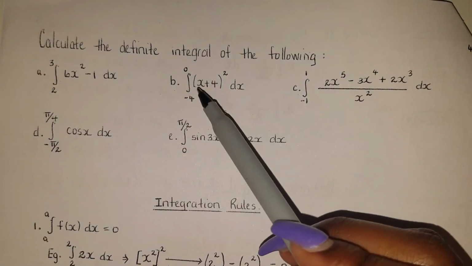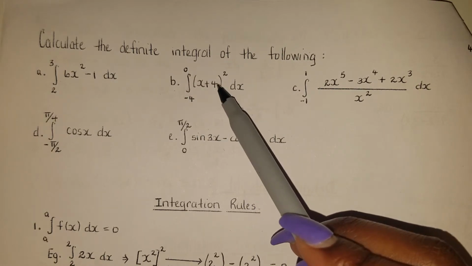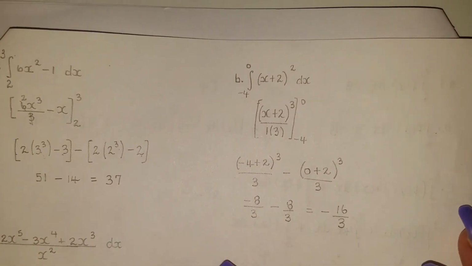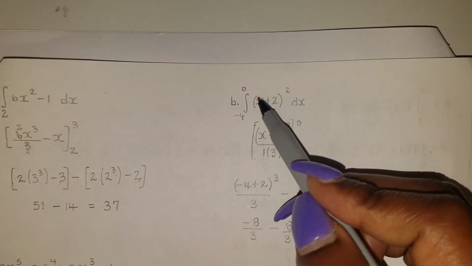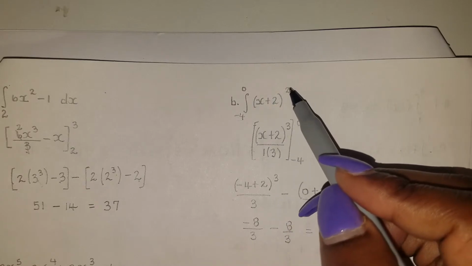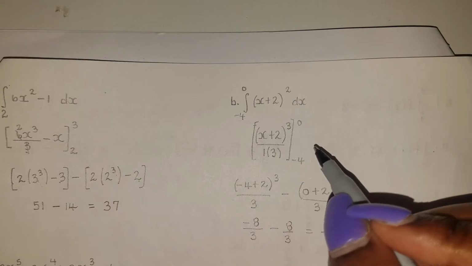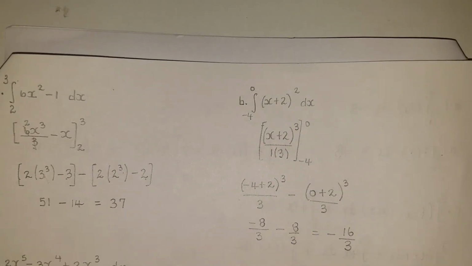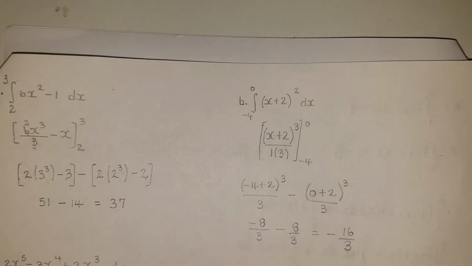Question B. The integral from negative 4 to 0 of x plus 4 all squared. Now, in this question, we have our function, our f of x function raised to power of 2. And in a previous video, we learned how to integrate such functions that are raised to a power. So here we have a linear function raised to a power.